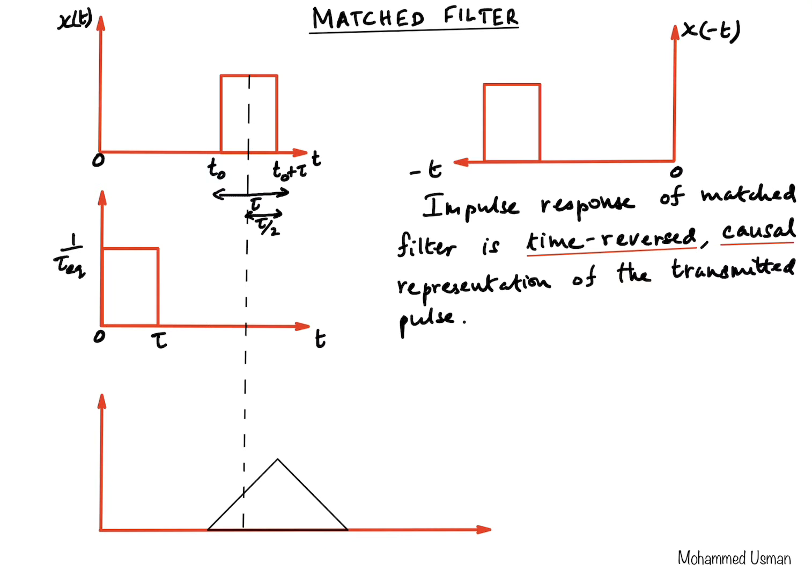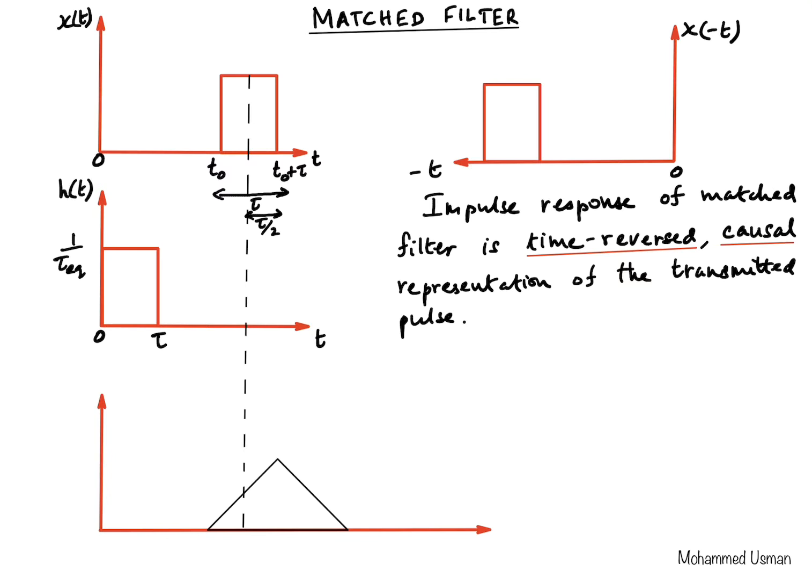Now what is this tau equivalent? I will talk about that in a little while, and we will see how it is related to the width of the pulse that is transmitted. Again, we will restrict our discussion to the rectangular pulse of amplitude 1. So we have reversed the pulse in time, and then shifted it to the right side of 0. That is the impulse response of the matched filter, our h of t.